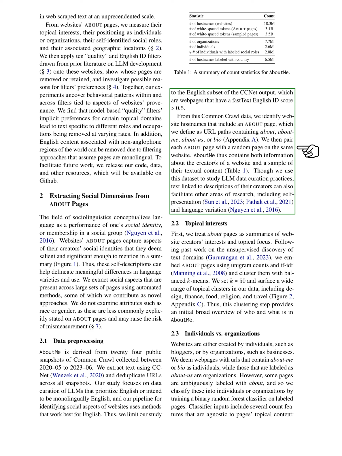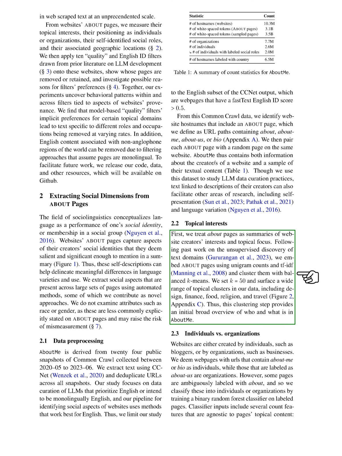From this Common Crawl data, we identify website hostnames that include an About page, which we define as URL paths containing About, About Me, About Us, or Bio. We then pair each About page with a random page on the same website. The AboutMe dataset thus contains both information about the creator of a website and a sample of their textual content.